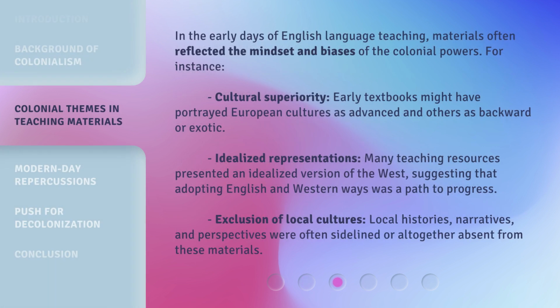In the early days of English language teaching, materials often reflected the mindset and biases of the colonial powers. For instance, cultural superiority. Early textbooks might have portrayed European cultures as advanced and others as backward or exotic. Idealized representations. Many teaching resources presented an idealized version of the West, suggesting that adopting English and Western ways was a path to progress. Exclusion of local cultures. Local histories, narratives, and perspectives were often sidelined or altogether absent from these materials.